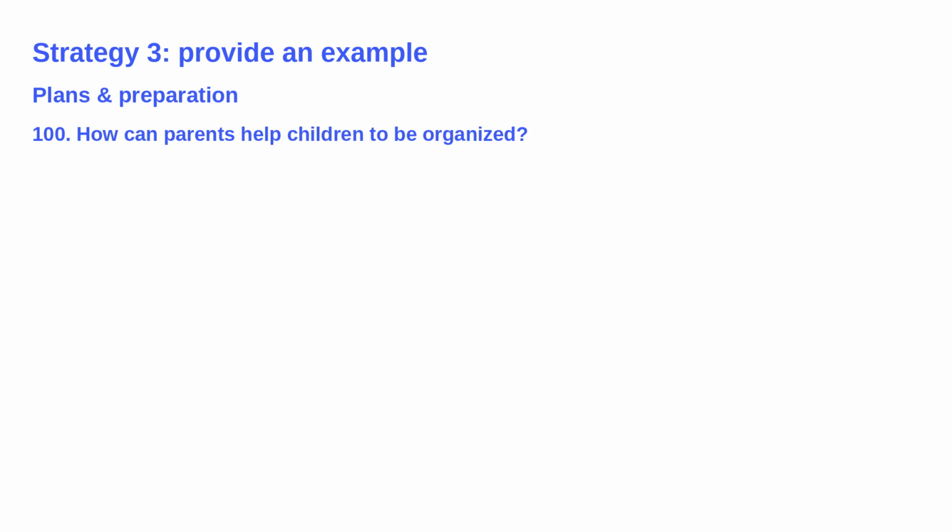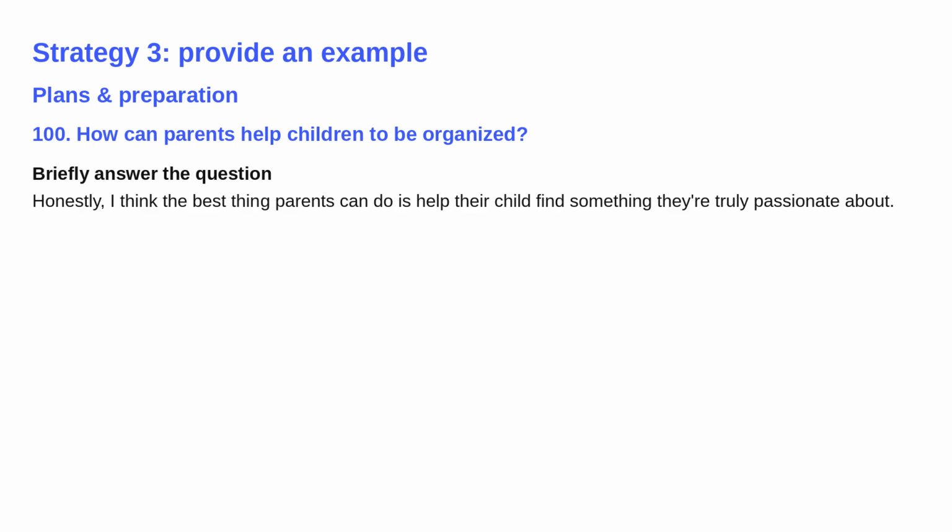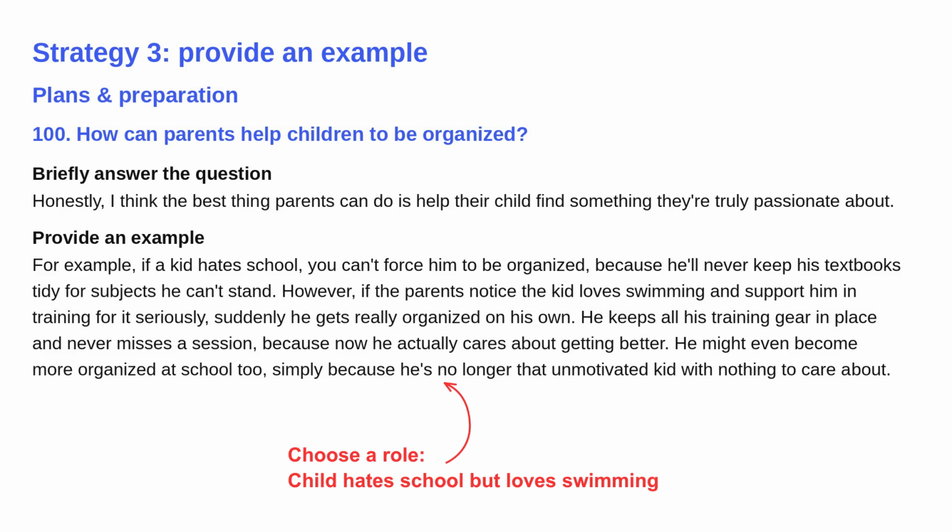How can parents help children to be organized? Honestly, I think the best thing parents can do is help their child find something they're truly passionate about. For example, if a kid hates school, you can't force him to be organized because he'll never keep his textbooks tidy for subjects he can't stand. However, if the parents notice the kid loves swimming and support him in training for it seriously, suddenly he gets really organized on his own.